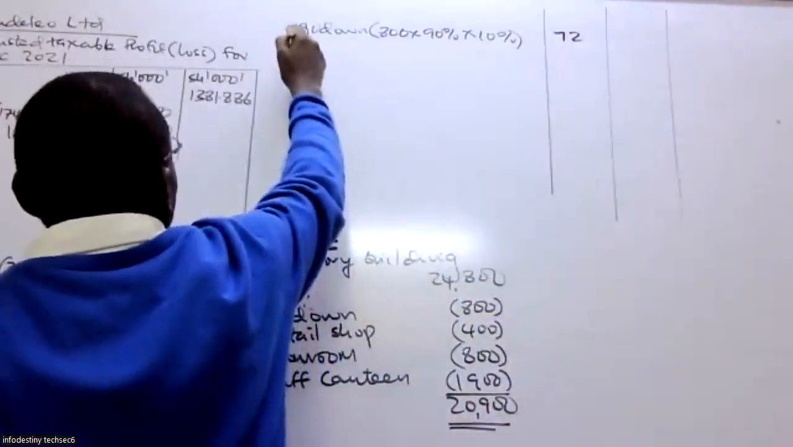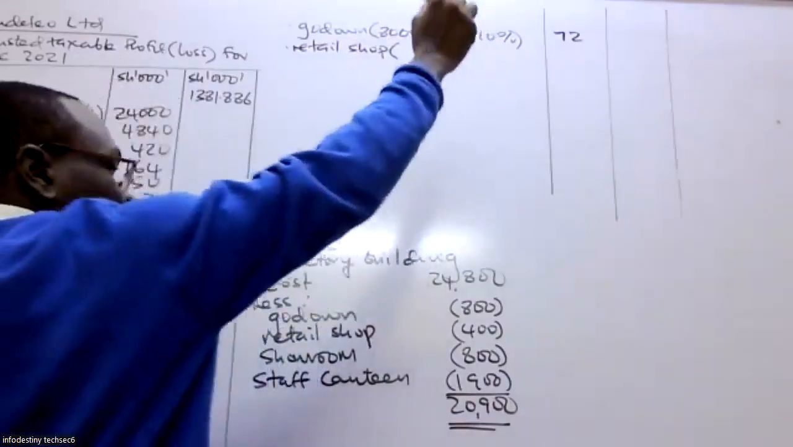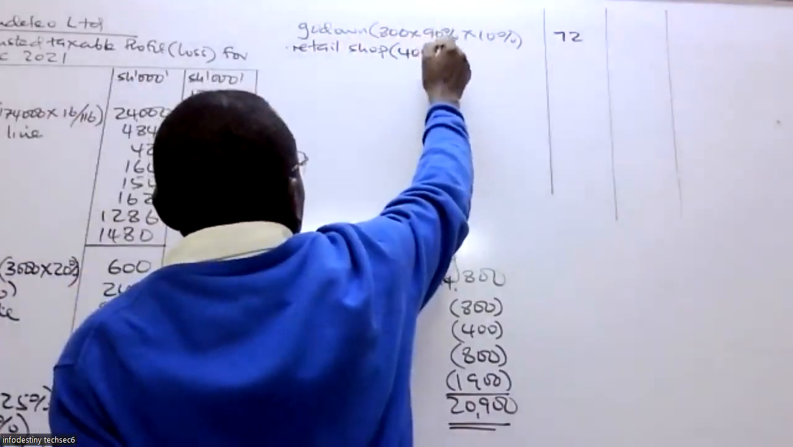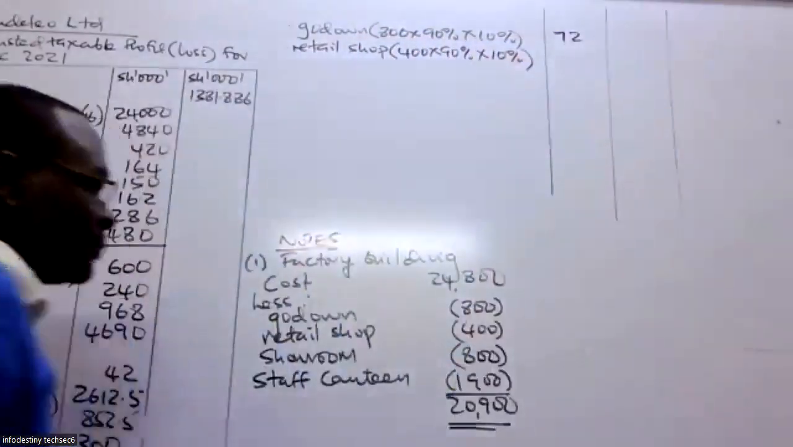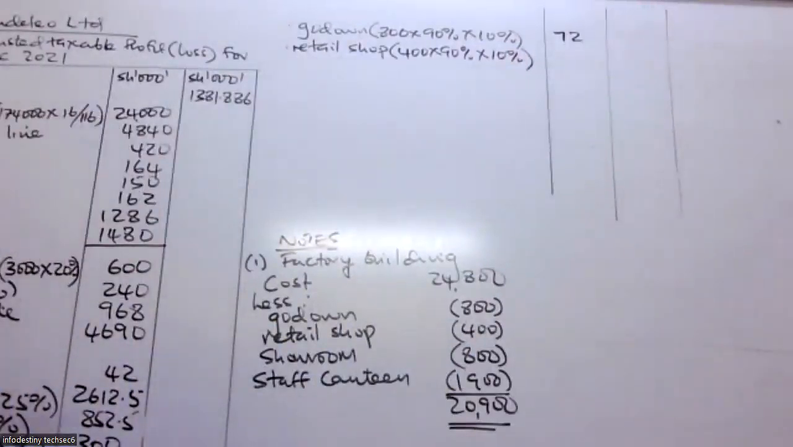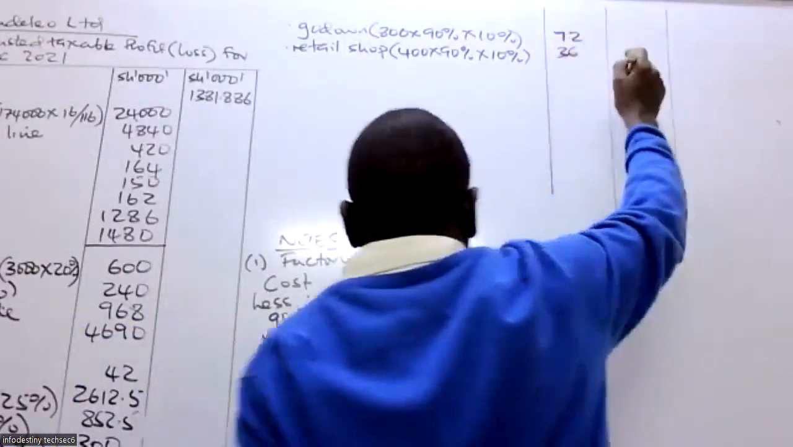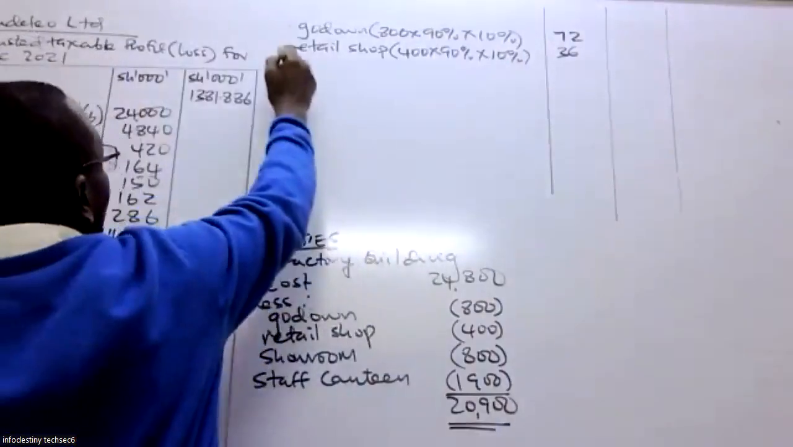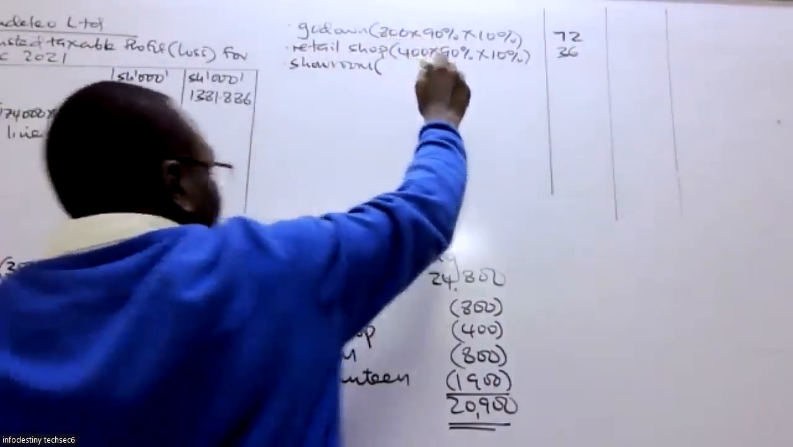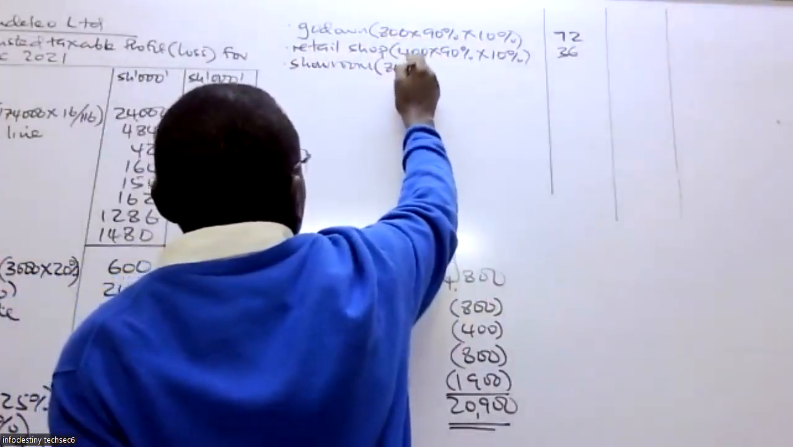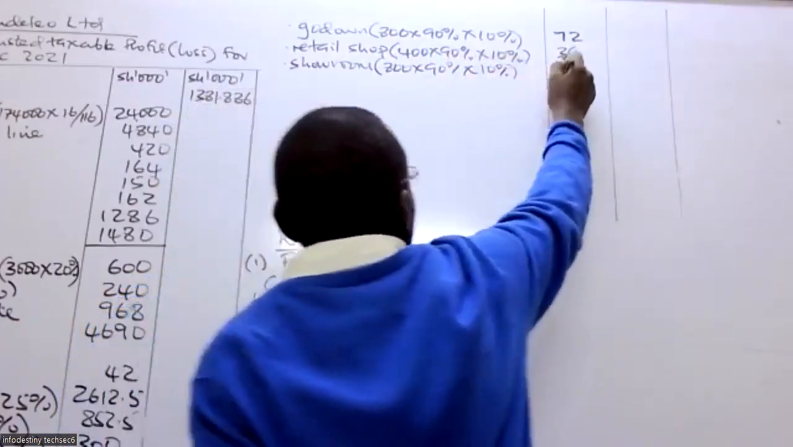Then you have the retail shop. So retail shop is 400. You get 90% to get the residual, then 10% for the current year is 36. Then showroom, still the same 800, 90%, then 10%, and you get 72.